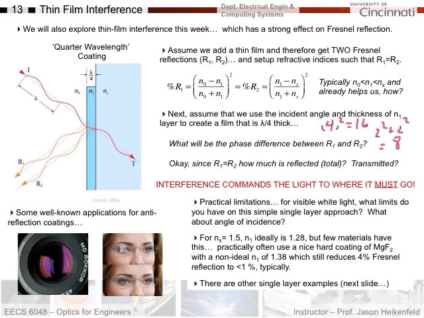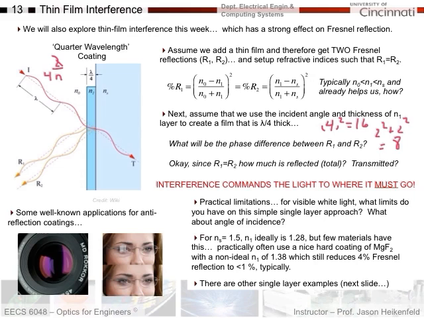But this case is special. We're going to assume the incident angle and thickness of the layer creates a film that is a quarter wavelength thick, so we call it a quarter wavelength coating. Okay, meaning that the thickness of it is lambda over 4 over the refractive index, okay, because refractive index reduces the wavelength, and then also taking consideration the incidence angle here. So if you're off angle, you'll need to basically figure out what the path length is in here.